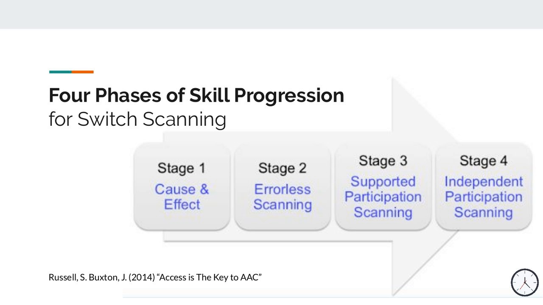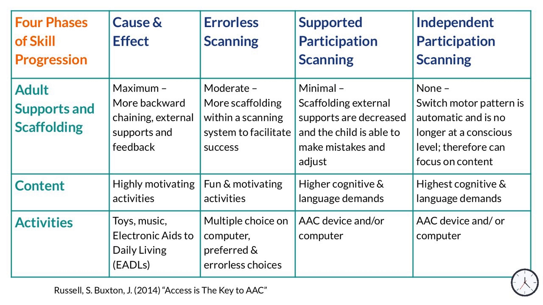And then stage 3 would be supported participation scanning, so some facilitation using the switch or switches. And then lastly, independent scanning. And this is elaborated in this table here, where it also lists the supports and scaffolding, what that might look like, the content that's ideal for each phase, and some examples of activities. And what's important to know about these phases is that they're not static. Our students aren't statically in one phase or another.